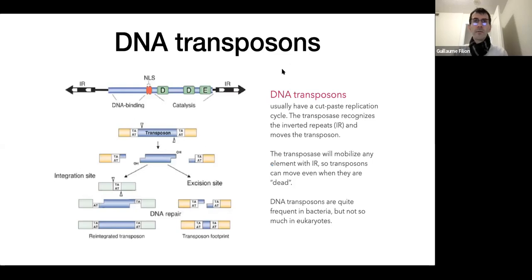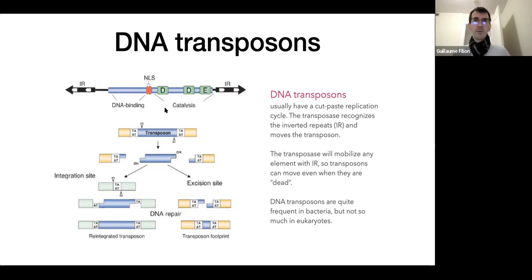So DNA transposons, that's the last class of mobile elements in our genome, usually have a cut-paste instead of copy-paste replication cycle. The transposase recognizes the inverted repeats here, so these are repeats that are pointing in opposite directions, but they're not palindromic, and moves the transposon. The transposase will mobilize any element with inverted repeats, so transposons can move even when they are dead. I'll explain that in a second. So the typical architecture of a transposon is these inverted repeats that are the recognition signal and the transposase here.